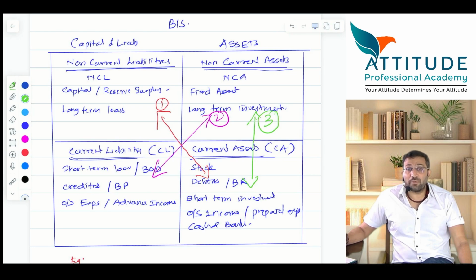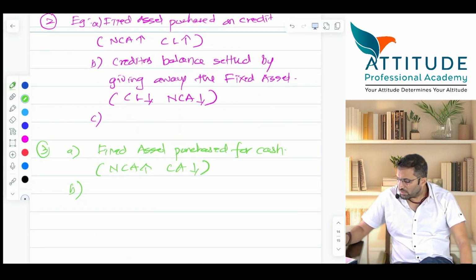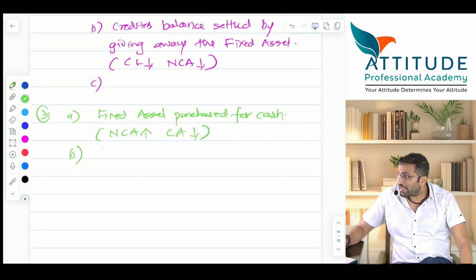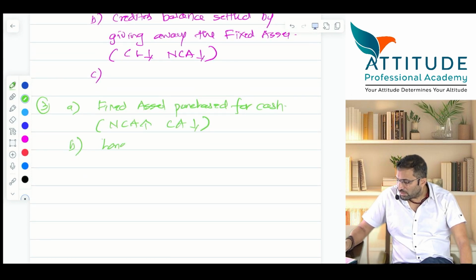Long term investments made, FD made. FD किया तो क्या होता है? FD increases, cash balance reduces. Yes or no? Okay, so long term investments, बरोबर है? Long term investments made. Okay, क्या होता है? NCA increases, CA reduces.